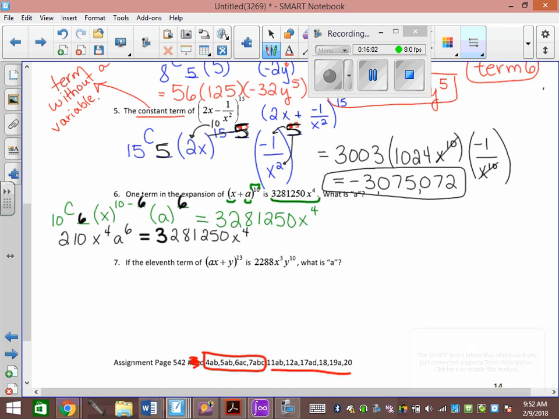People will say, well, how can I solve for a when I have x's? The x's cancel. You have the same one on both sides, correct? So they go away. Now I'm just solving for a to the 6. I have an a to the 6 multiplied by 210. So what am I going to have to do first? Divide by 210. So I get a to the 6 equals 3,281,250 divided by 210, which is?